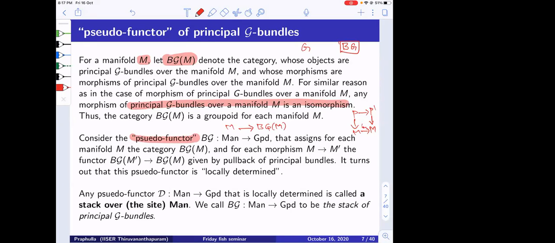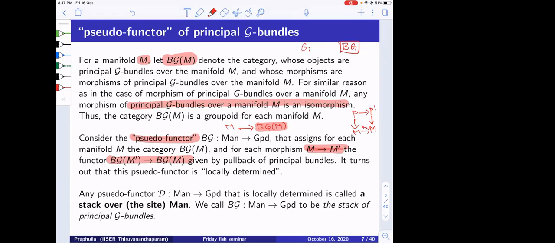So this is at the level of objects. If you take a morphism M prime to M, we are supposed to associate a functor, because this is a category. How do you define that? The functor is from BGM to BGM prime. You take a principal Lie bundle over the manifold M, then you simply pull back. The pullback is the usual pullback of principal Lie bundles for Lie group G also. So that gives a functor from BGM to BGM prime.